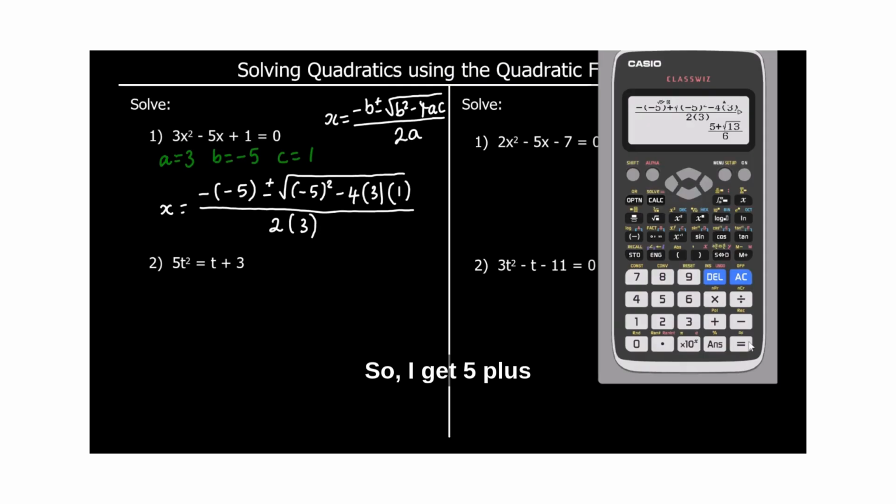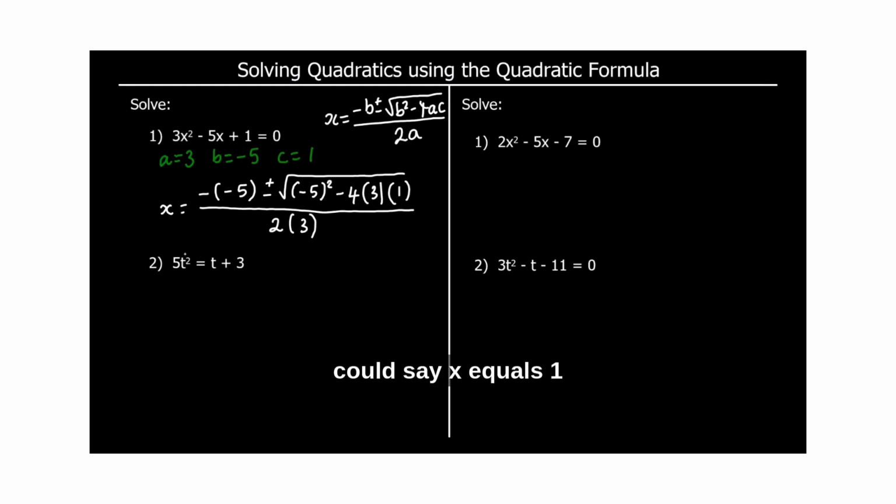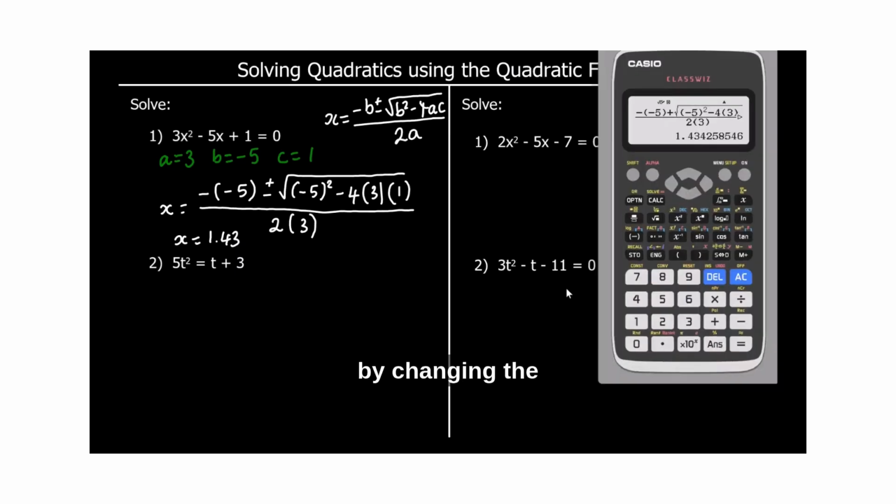So I get 5 plus root 13 over 6, or if I wanted a decimal answer, to 2 decimal places, 1.43. So I could say x equals 1.43. That's my first answer. I can get the second answer by changing the plus into a minus. So just click back on the calculator, change the plus into a minus, and you get the second answer. So 2 decimal places again, 0.23.